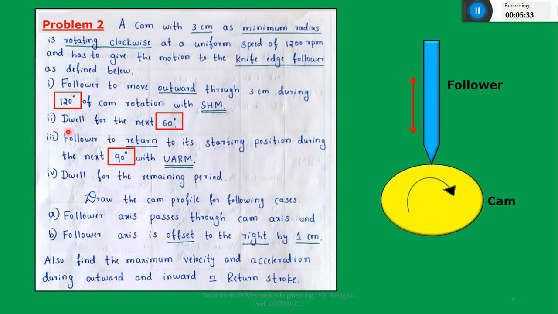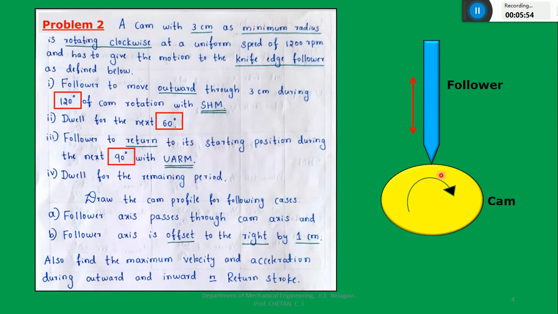So it is given that it is at 12. And after that, the follower returns to its starting position during the next 90 degrees with uniform acceleration and retardation motion. After the dwell period, the follower will come down. It means it will return to its original position for the next 90 degrees of cam rotation.